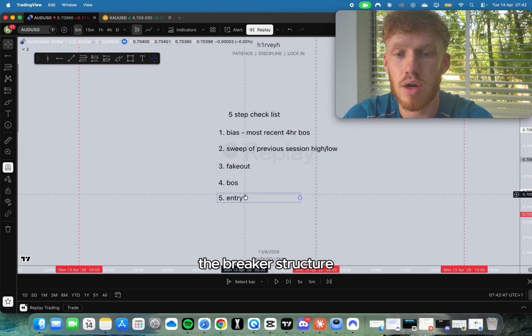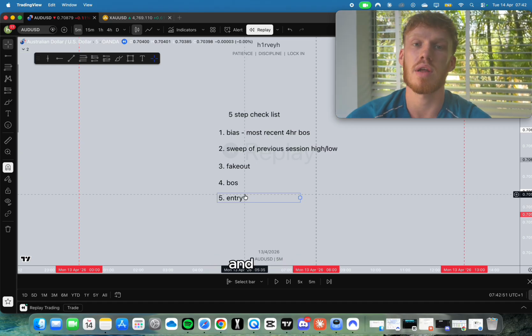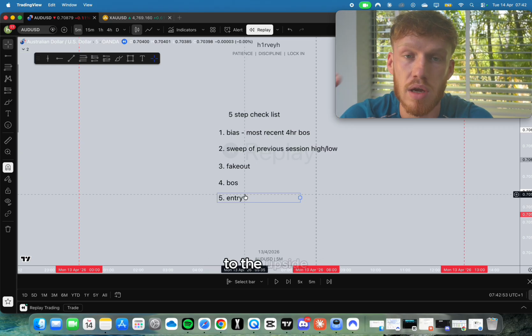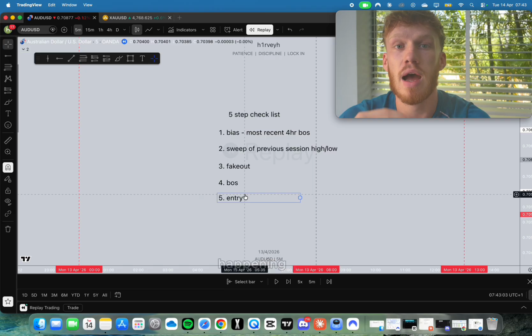Then step 4, we're just waiting for the break of structure. The break of structure is in line with your bias. So if we're bearish, we're waiting for a break of structure to the downside. And if we're bullish, we're waiting for a break of structure to the upside to a fractal. We use the same process as the bias. We identify the break of structure by it happening to a fractal.